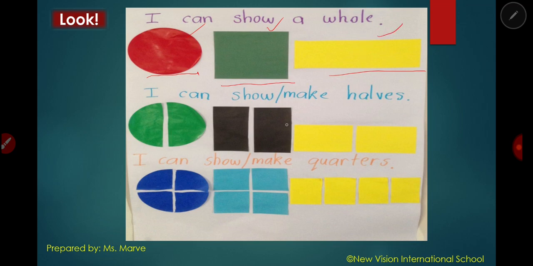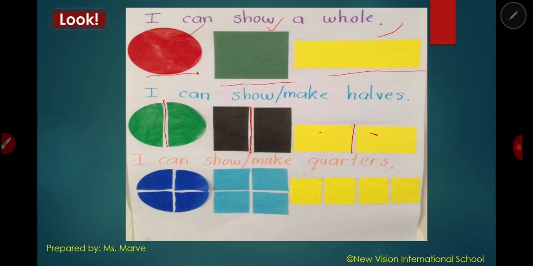Now, I can show you how to make halves of this circle. How? You just need to cut it into half. Like this. You have 2 shares. You have the square. Cut it into half, then you will have two equal parts. And the rectangle, cut it into halves, and then you will have two equal shares.